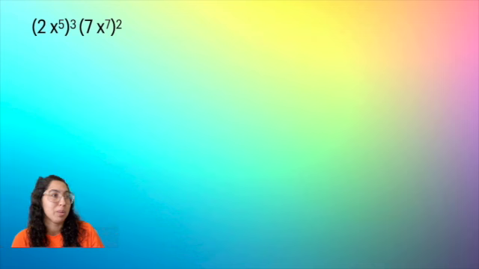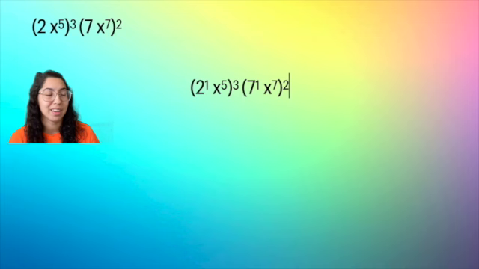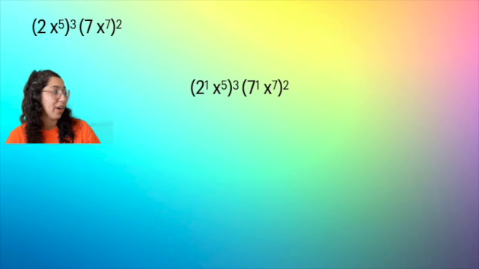So let's look at this problem. We have (2x^5) all raised to the 3rd power. And then we have (7x^7) all raised to the 2nd power. So we are going to put some invisible ones on this thing. So 2, 1, that 7 has a 1. X and X are good. So now we're going to use our power rule because there's nothing inside the parentheses.